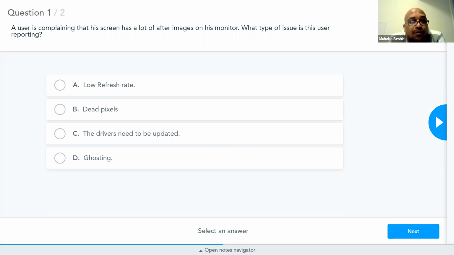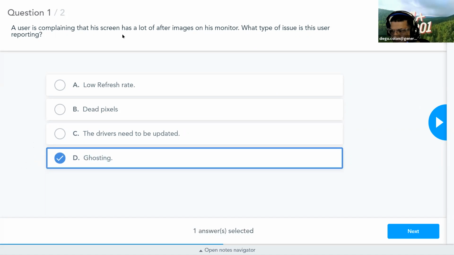A user is complaining that his screen has a lot of after image on his computer. What type of issue is this user reporting? I think it's ghosting. Everyone agree? Ghosting? Sounds about right. Yeah.